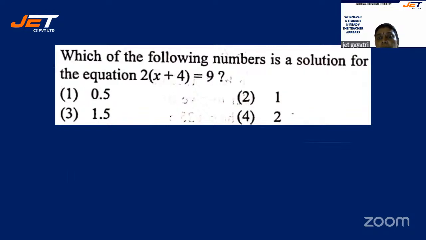Which of the following numbers is a solution for the equation? Some questions need to be worked out. So students who are able to work it out, please do work it out.